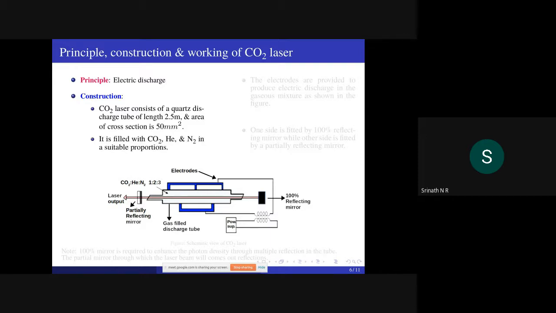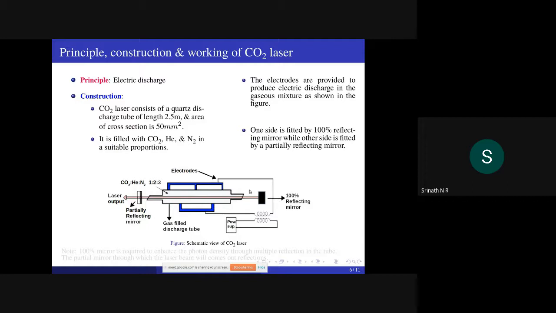The discharge tube is filled with active media composed of carbon dioxide, helium, and nitrogen molecules in suitable proportions. Near the discharge tube, the electrodes are provided to produce electric discharge in the gaseous mixture as shown in the figure. One end of the discharge tube is fitted with a 100% reflecting mirror, that means a 100% silver mirror, whereas the other side is fitted with a partially silvered mirror.